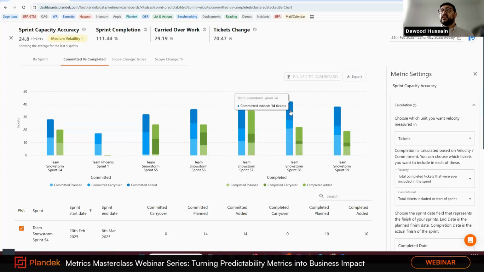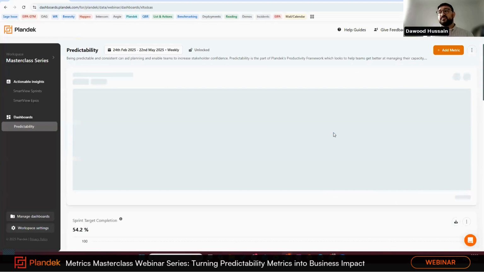But when we have a look at the work added, there's 14 tickets and we completed 11 for sprint 58, and for 59 it was 15 and we completed 9. So there was obviously a shift of focus, which is why the sprint target completion was rather low for the last two sprints.